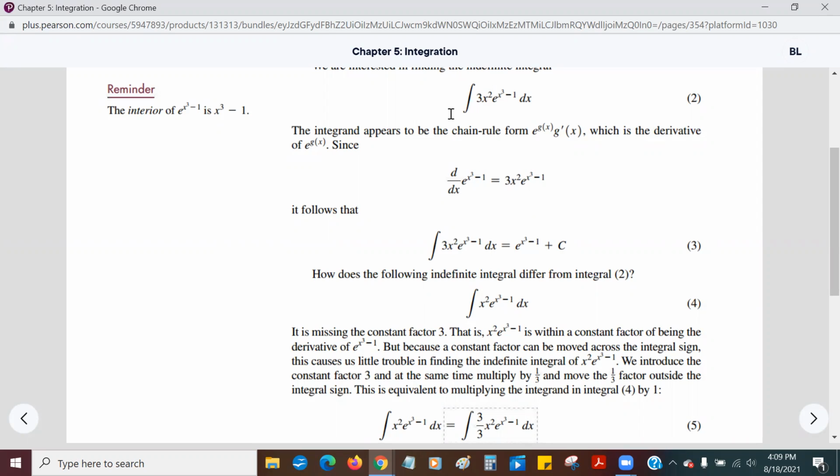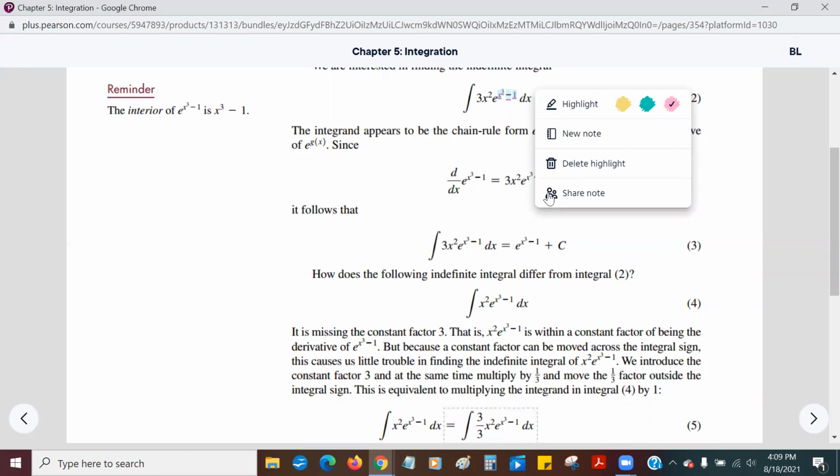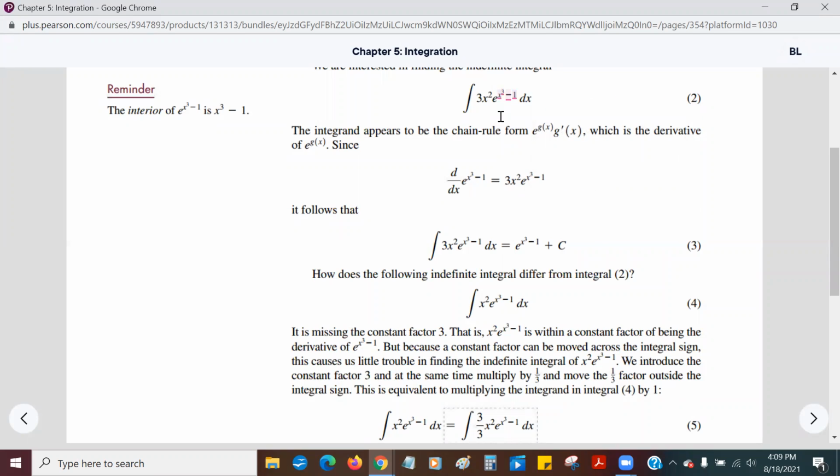In other words, I looked at this function here and I noticed, and this is where you have to be sharp, that the derivative of this x cubed minus 1, I'm going to make it pink for now, is 3x squared. So I see I have e to something. Whenever I see a function and the derivative of that function, that's a clue to me that we're going to do integration by substitution.